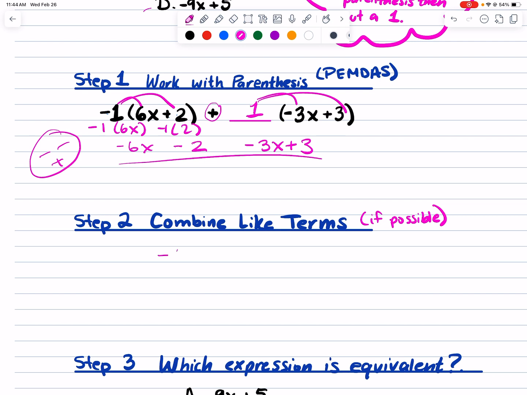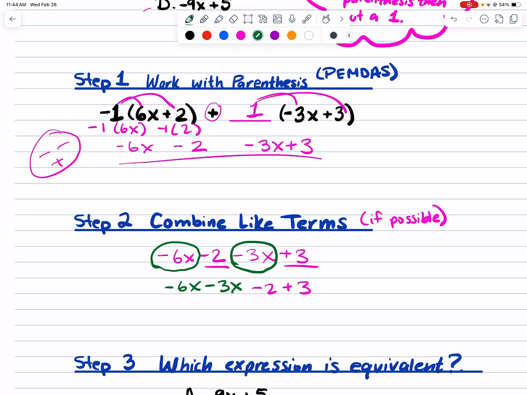So now let's go to step 2. We just worked with our parentheses and distributed. Minus 2 minus 3x plus 3. Now we're going to combine like terms. Step 2 says that, so I'll use green instead. I'm going to circle the sign in front of it. So negative 6x minus 3x. And then I'll do it with pink. Minus 2 plus 3. So the green ones, I see same signs. I'm going to add. So that would be negative 9x.